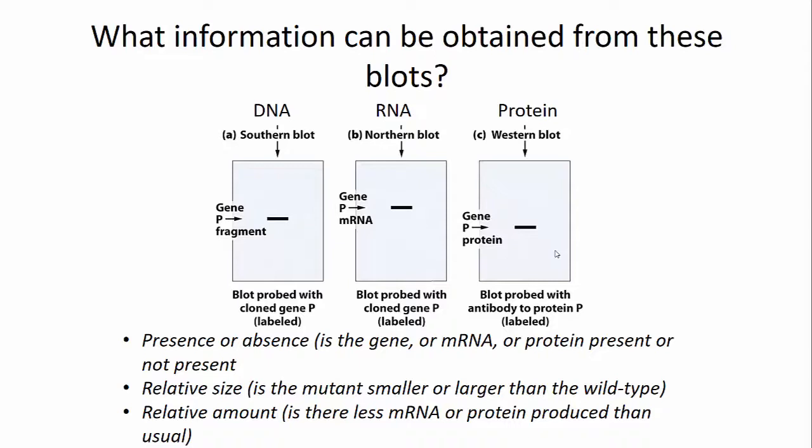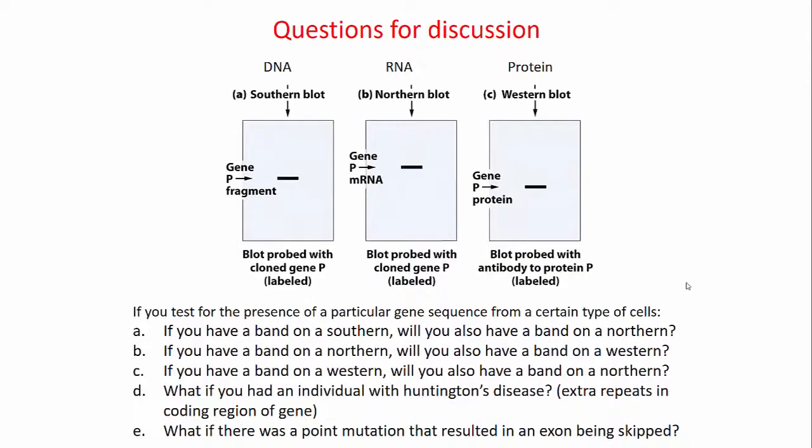And then finally, we can also use southern, northern, and western blots to determine the relative amount of a particular messenger RNA, protein, or DNA. Questions I'd like to quickly go over are listed here. So for example, if you have a band on a southern blot, that simply tells you that that gene or that DNA sequence is present in your genome. And most of the time, you will see a band on a southern blot. Just because you have a band on a southern blot does not automatically mean that you will have a band on a northern blot. So the northern blot is telling you, again, whether that gene is transcribed or not.